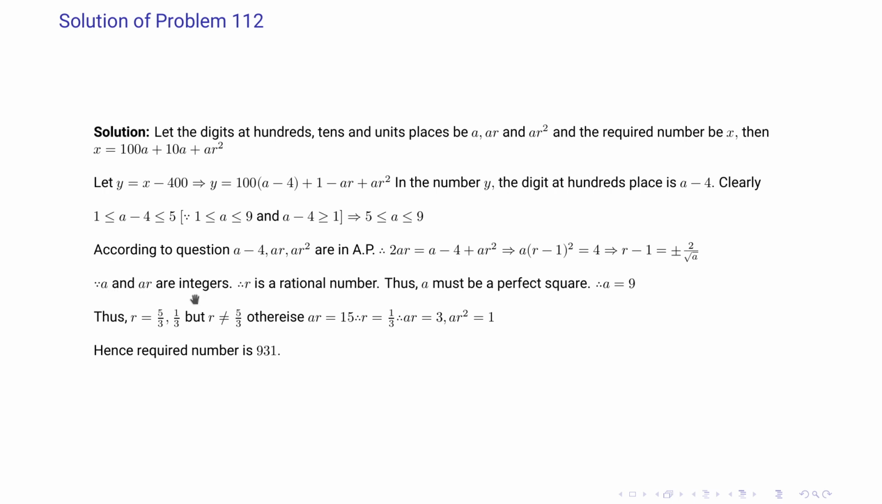Now A and AR will be integers and R would be a rational number. So A must be a perfect square. Therefore, A is equal to 9. Now once we have found A, we can say that R is equal to 5 by 3 or 1 by 3. But R cannot be 5 by 3 because that will make AR 15, which is an invalid value for a digit. So R is equal to 1 by 3. That means AR is 3 and AR square is 1 and the required number is 931.